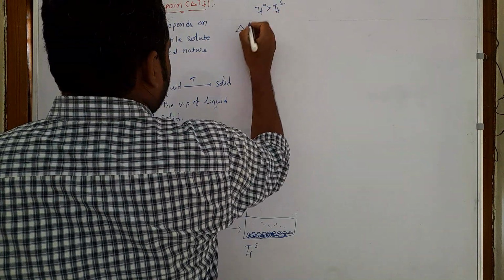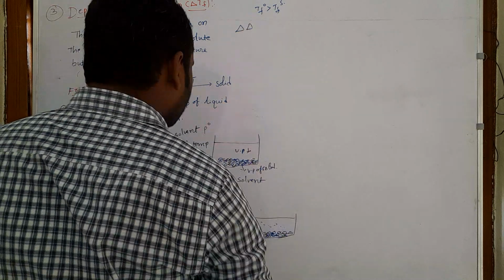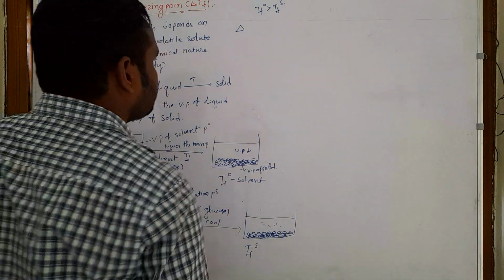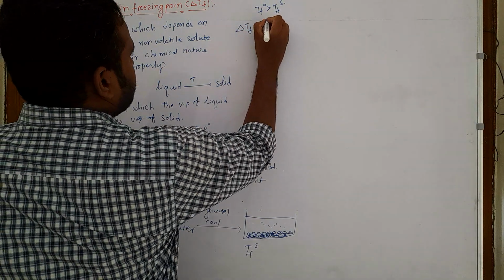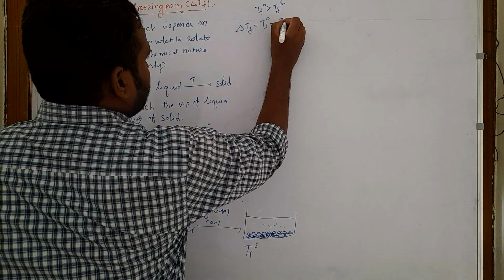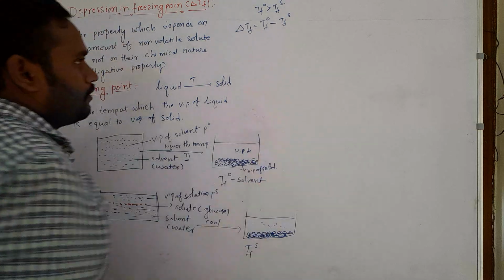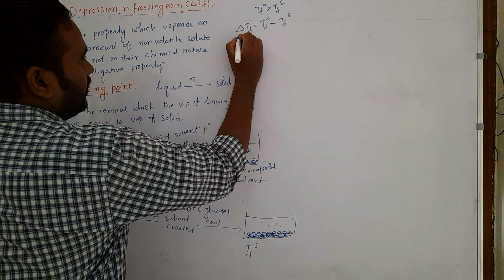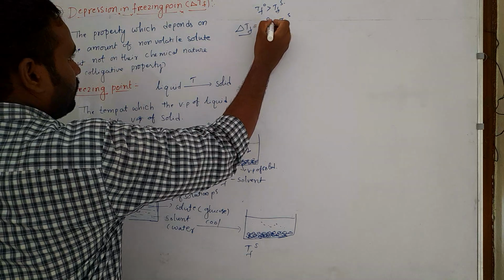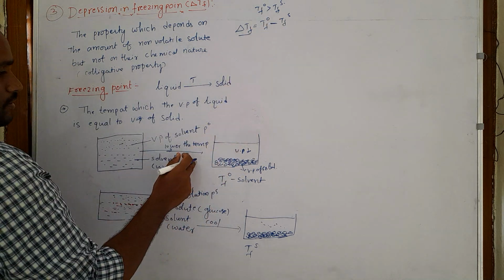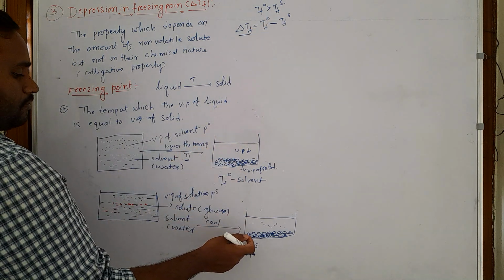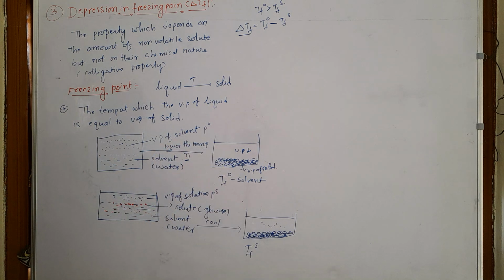So delta Tf is equal to the freezing point of the solvent minus the freezing point of the solution, that is delta Tf equals Tf naught minus Tf. It is the difference between the freezing point of the solvent and the freezing point of the solution. We can understand this better by plotting a graph.